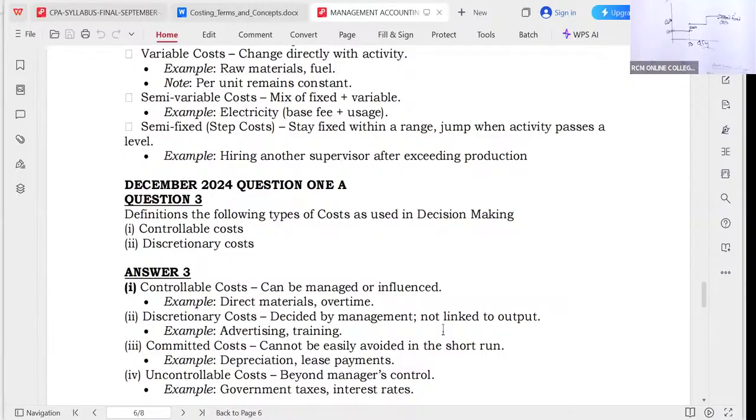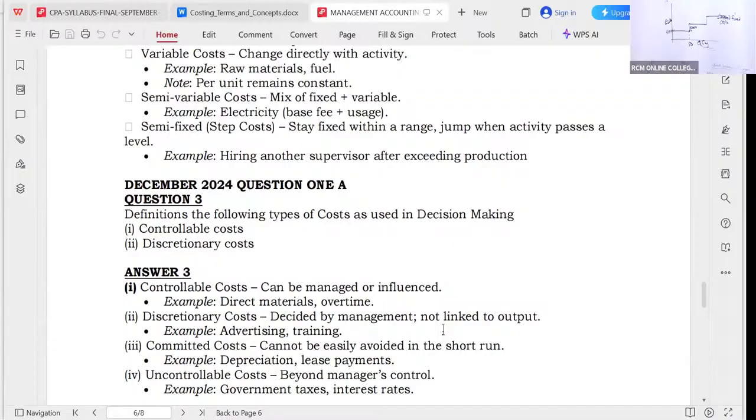For example, management can come and say, this time round, you're not advertising at all. It's their choice. This time round, you're not training at all. If they say they're not training, then of course there won't be any training cost, and therefore there won't be any training fees to be paid.